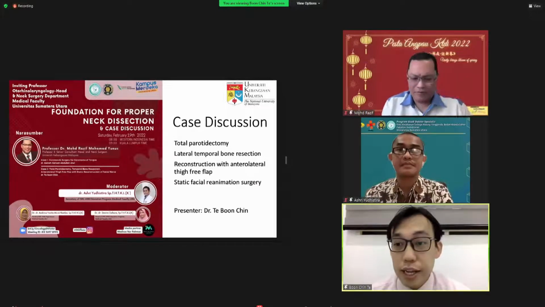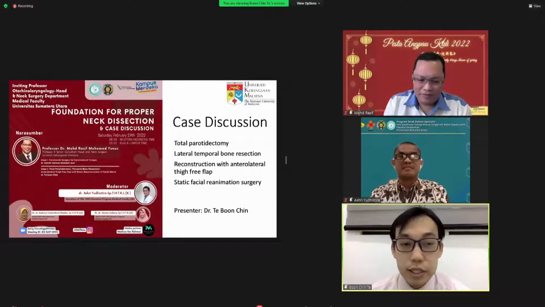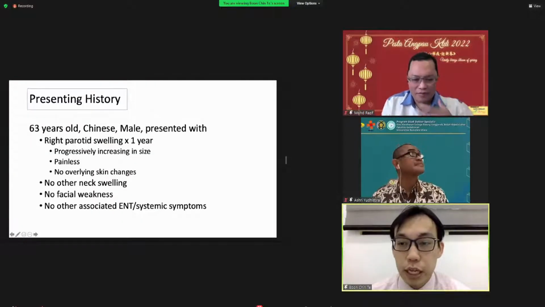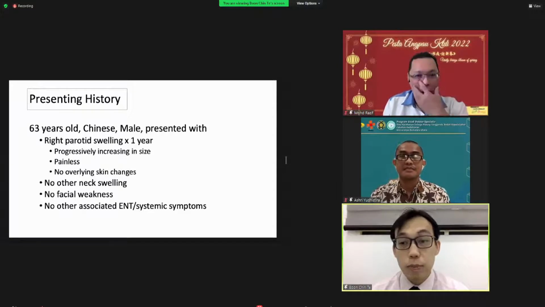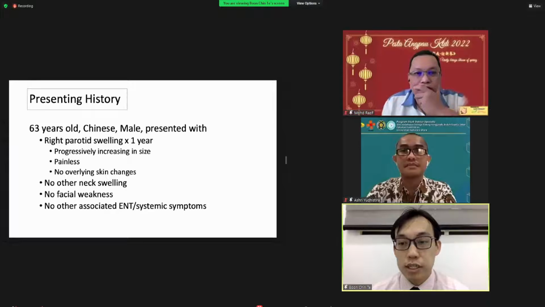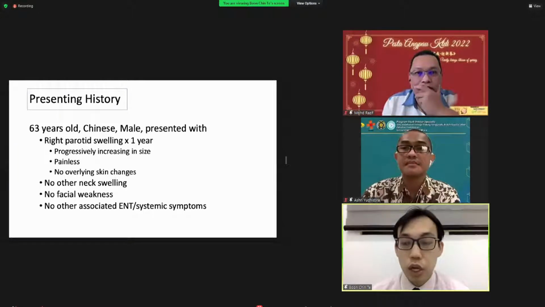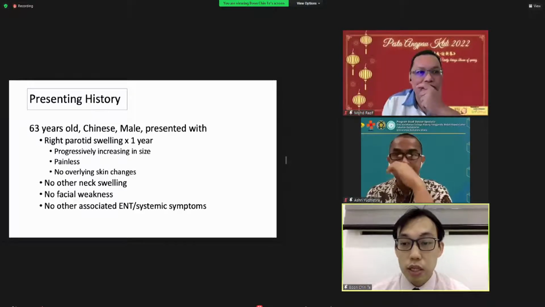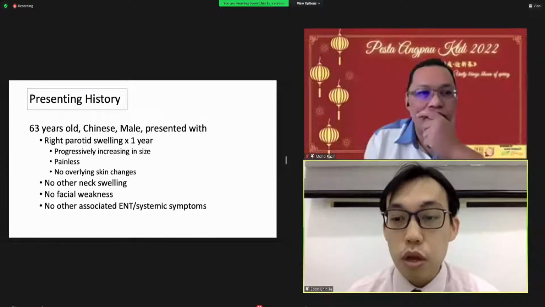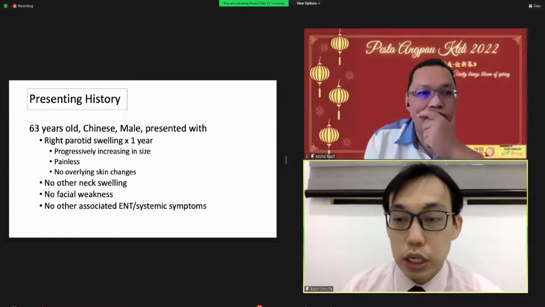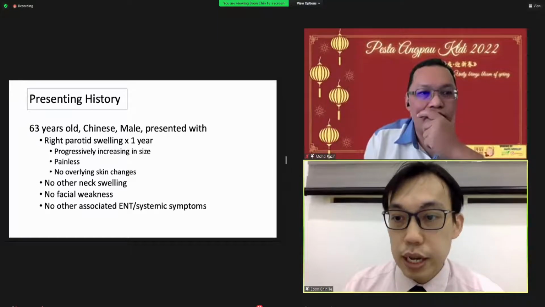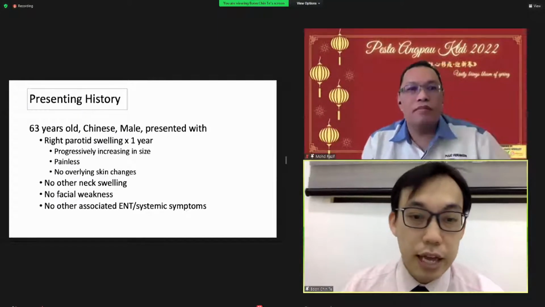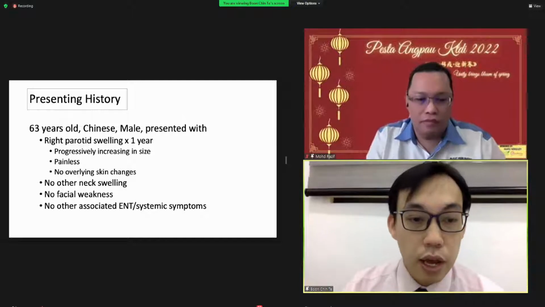So the case I would like to share is a 63 years old Chinese gentleman who presented with progressive enlarging right parotid swelling for 1 year. It was painless and had no skin changes such as erythema, ulceration over the swelling. It is the only swelling over the right parotid. There's no other neck swelling around. He had no facial weakness or limited mouth opening, no odynophagia or dysphagia. The other ENT symptoms are negative and no other systemic symptoms.